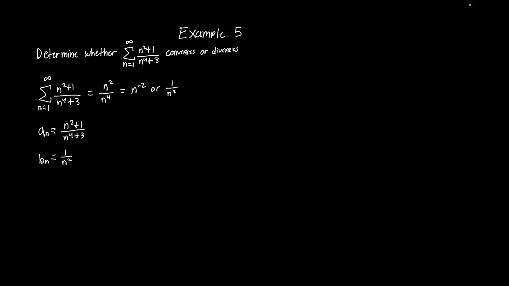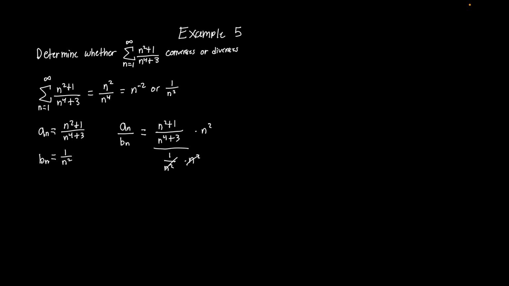Now, we need the ratio a sub n over b sub n, so we're going to form the ratio. So a sub n, or your first term, is n squared plus 1 over n to the 4th plus 3, over 1 over n squared. Now this does look messy, but remember when you divide a fraction, that means you multiply by the reciprocal. So we're going to multiply all of this by n squared.